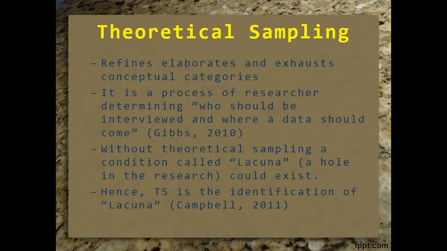Theoretical sampling refines, elaborates, and exhausts conceptual categories. According to Gibbs, it is a process of the researcher determining who should be interviewed and where data should come from. Without theoretical sampling, a condition called lacuna, a hole in the research, could exist. Hence, theoretical sampling is the identification of lacuna.